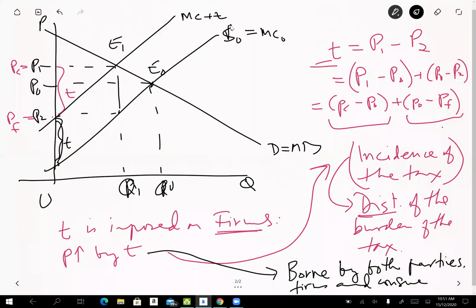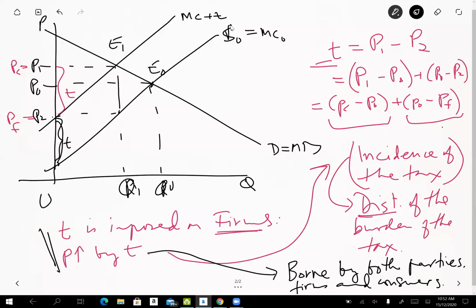Okay, and we get it from here also. When the firm increases the price, that means the firm is transferring the tax to the consumers. So the burden of the tax will be borne by both parties. All right, simply because the firm will raise the price. Okay, so that is the incidence of the tax.